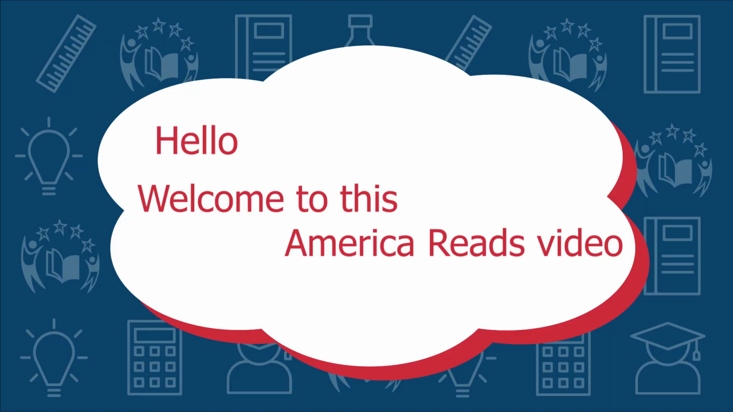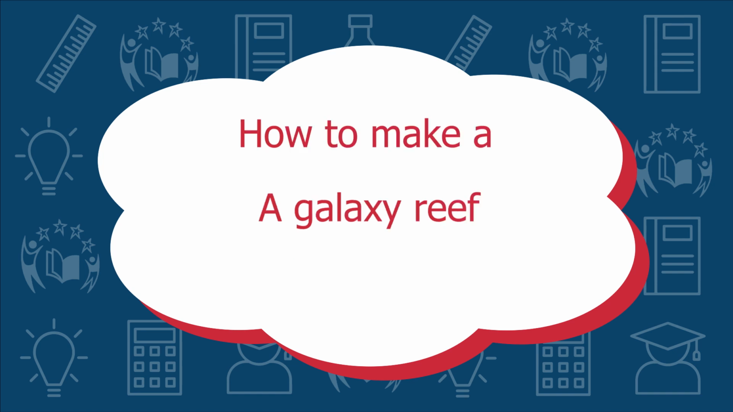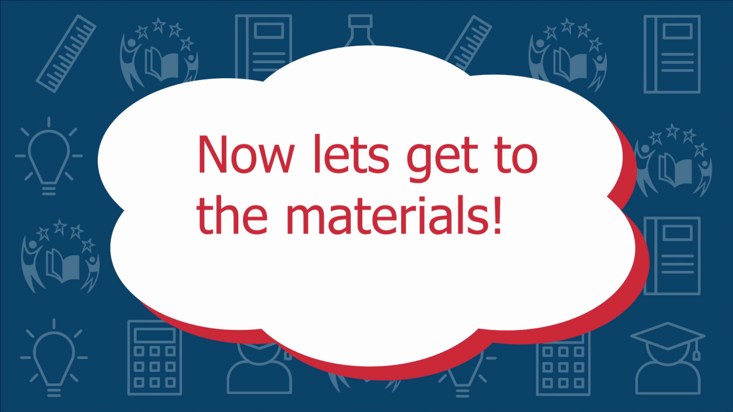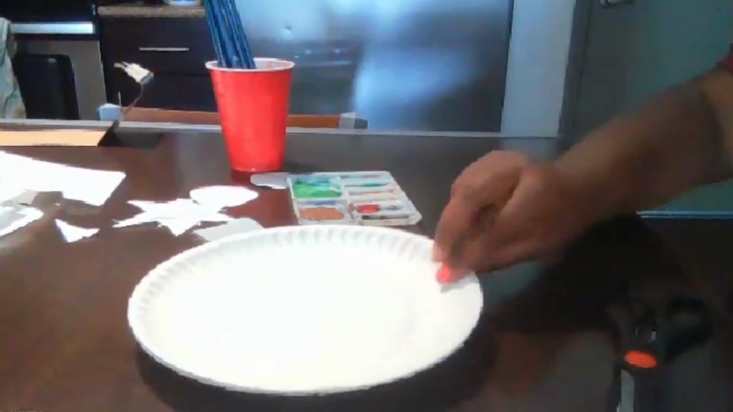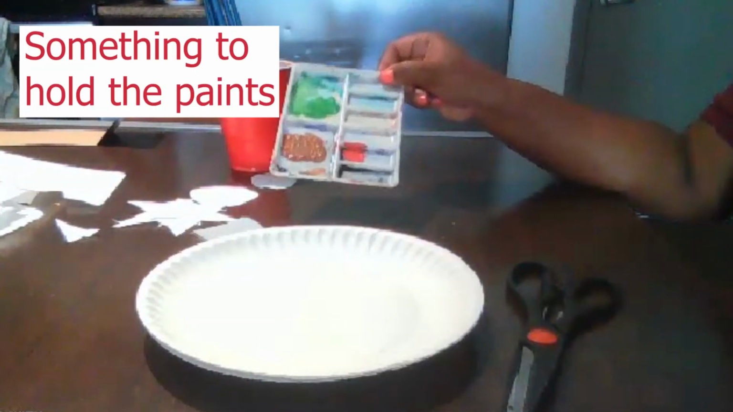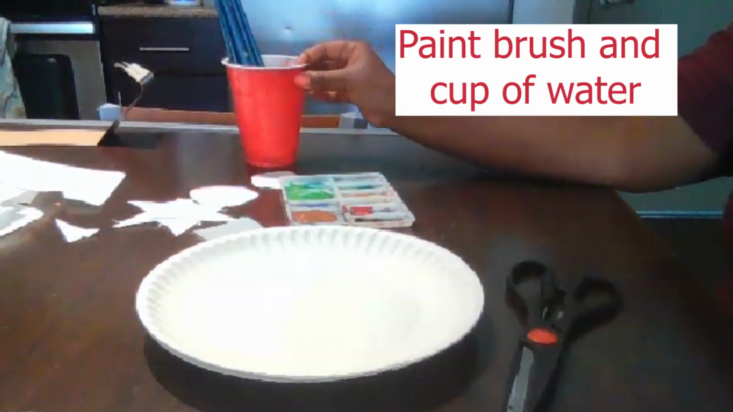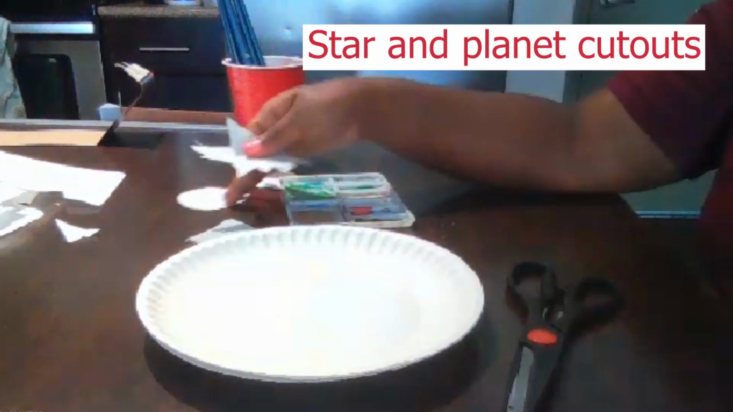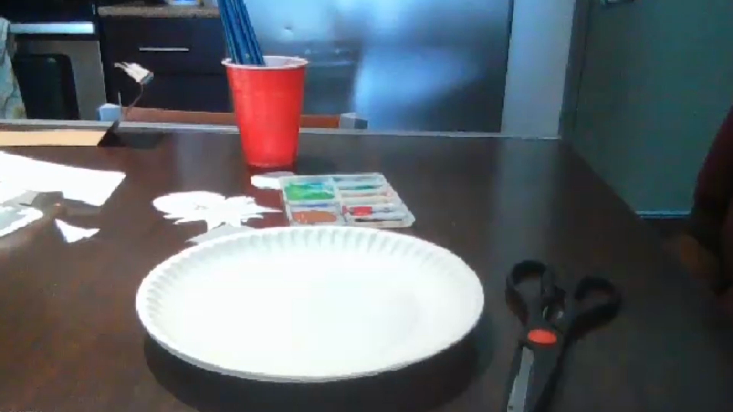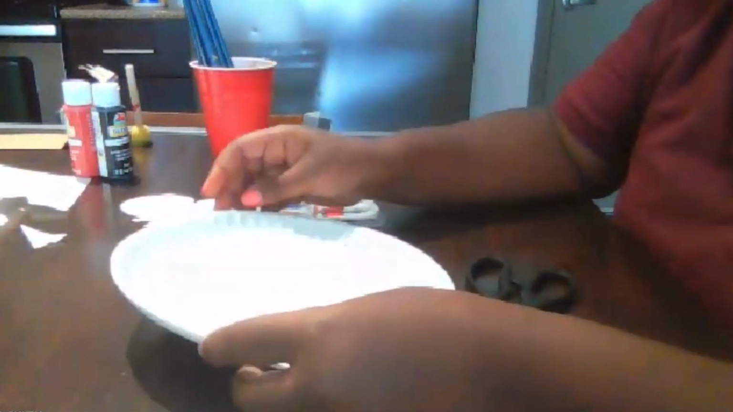Hello and welcome to this America Reads video on how to create a paper plate galaxy wreath. So before we get started, make sure that you're in an area where it can get dirty and it's easy to clean. Now let's get into the materials we're going to be using. So you need a paper plate, scissors, something to put the paint in, a cup and paintbrushes, your pieces that are going to go on the plate, along with some paint. In the cup, you're going to put water so that you can dip the paintbrushes in.